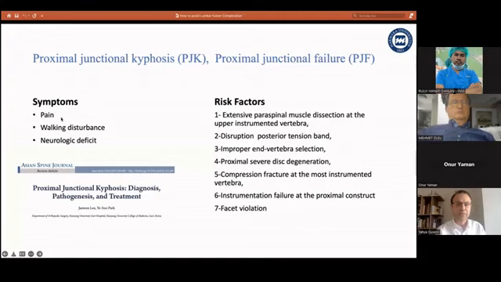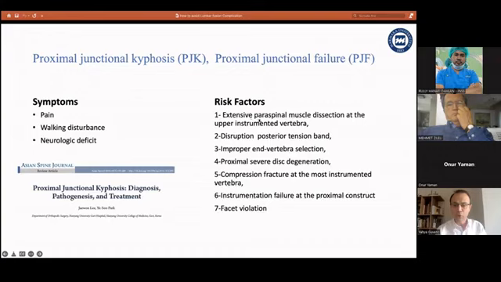Another complication is proximal junctional kyphosis and proximal junctional failure. Symptoms are pain, walking disturbance, and neurological deficits. This complication has some risk factors. If we prevent these risk factors, we prevent this disease. For example, extensive paraspinal muscle dissection at the upper instrumented vertebra leads to these complications.